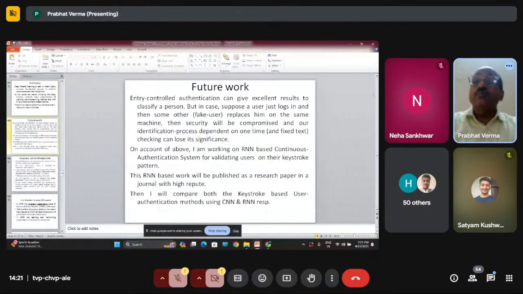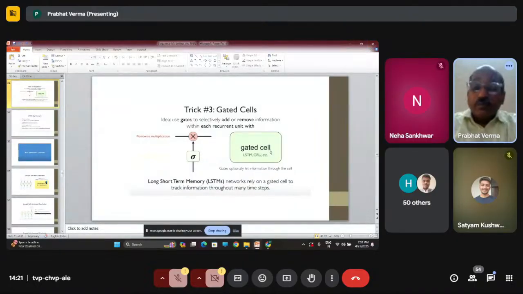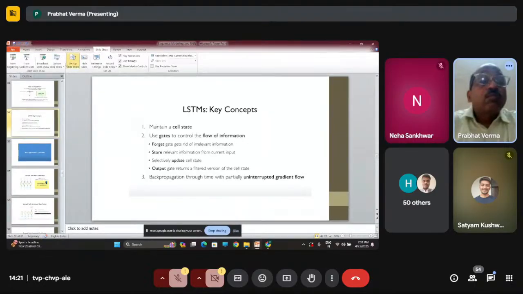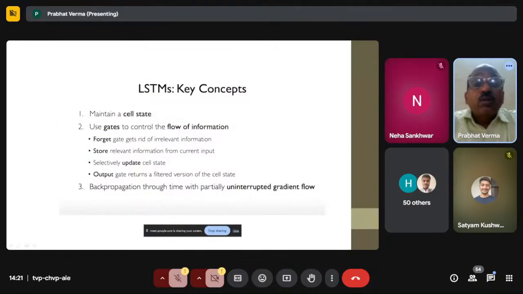We shall talk about some basics of LSTM, long short-term memory, key concepts. They maintain a cell state and use gates to control the flow of information. So what are these tools for controlling the flow? Some sort of gates are the forget gates. Forget gates get rid of the irrelevant information.